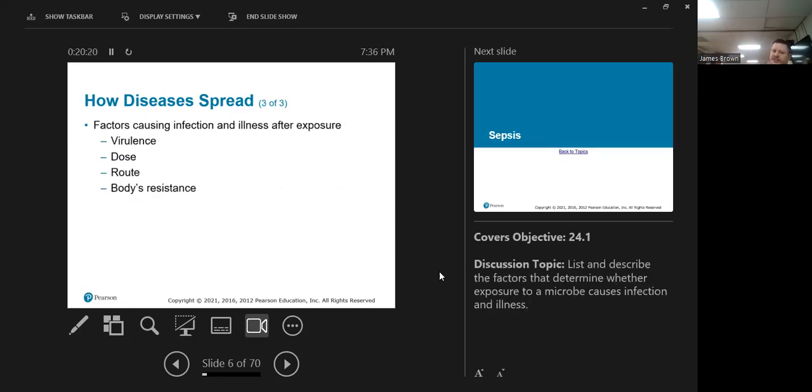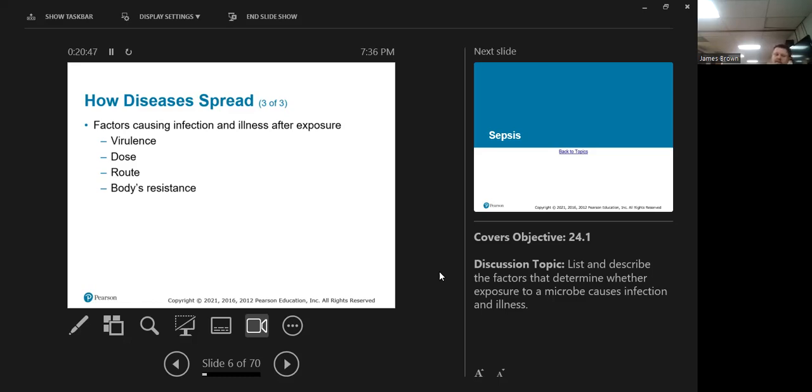A factor causing infection and illness after exposure is virulence. That's how well the microbe is actually able to spread inside your body or cause issues within your body. So the more virulent it is, the stronger it is. Very little virulence is more like Mr. Burns, and a lot is like the Hulk.